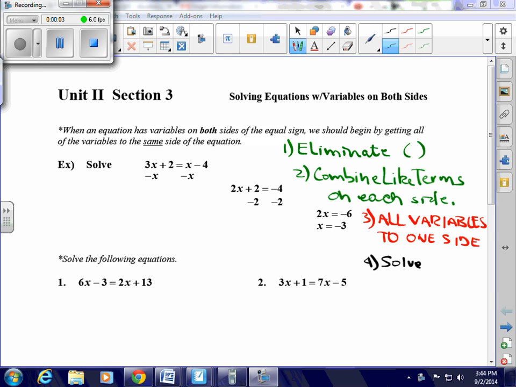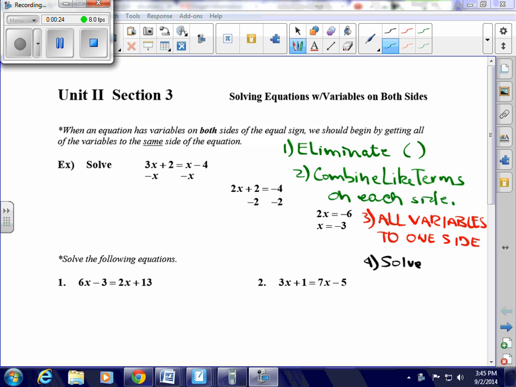Well, in section 3 here, we're going to be solving equations with variables that are on both sides of the equal sign. And basically, if you follow these rules, you can solve just about any equation we could ever throw out in Algebra 1. The first step is to eliminate parentheses. That just goes without saying.